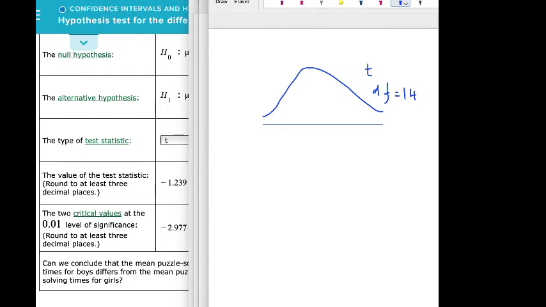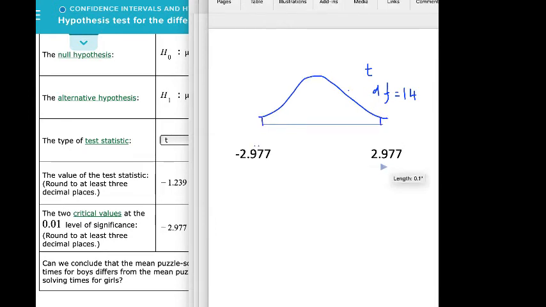Let's go ahead and draw our cutoff values. My critical region is anything to the right of 2.977 and anything to the left of negative 2.977. Then we take our test statistic, which was negative 1.239.